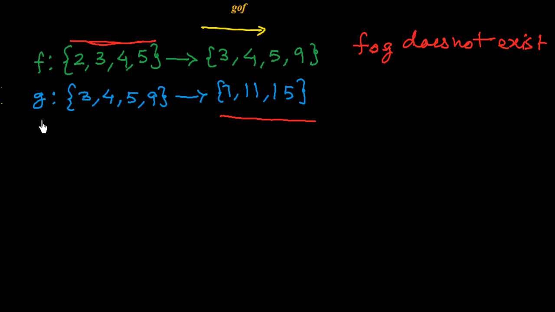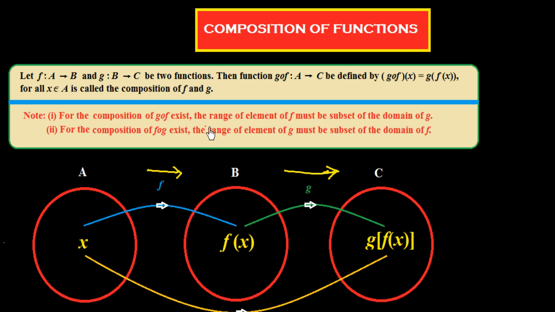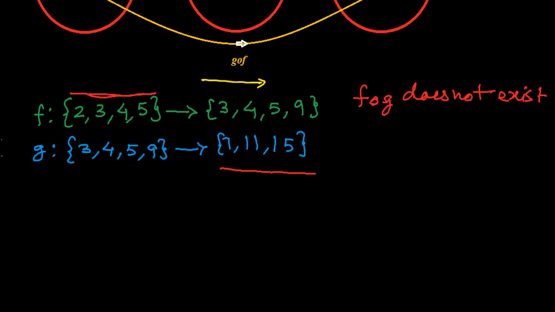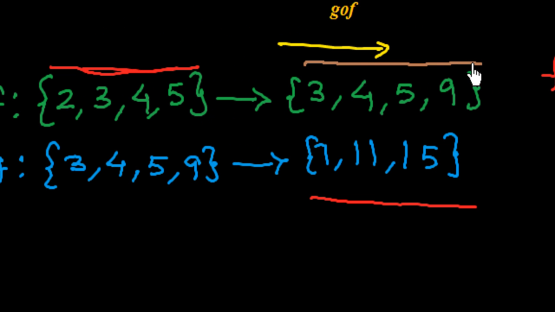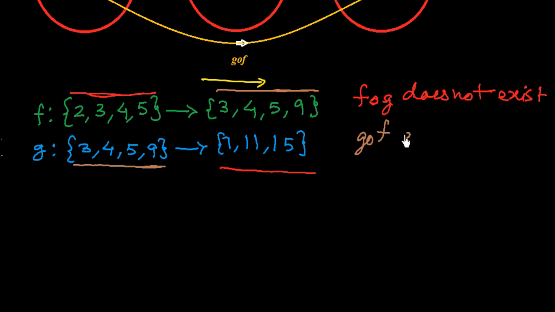Now we see about g of f. For g of f to exist, the range of f must be a subset of the domain of g. The range of f is 3, 4, 5, 9 and the domain of g is 3, 4, 5, 9. So the range is a subset of this domain, both are equal. So g of f exists.